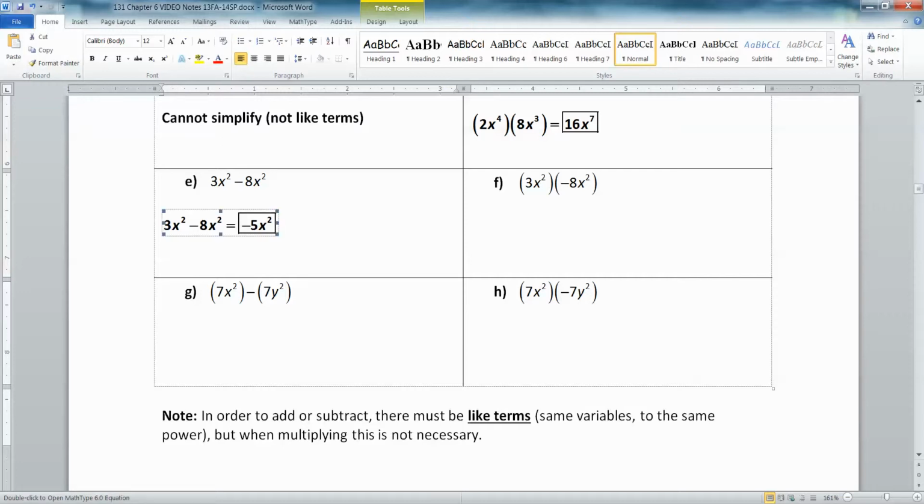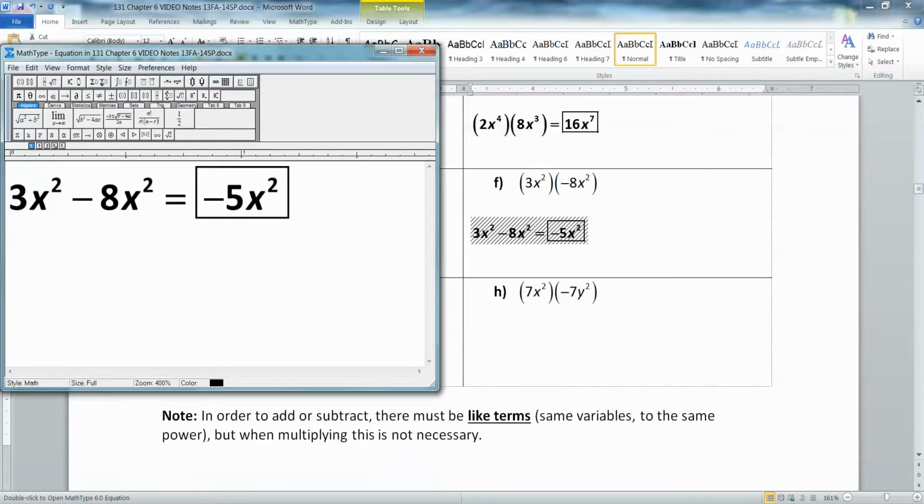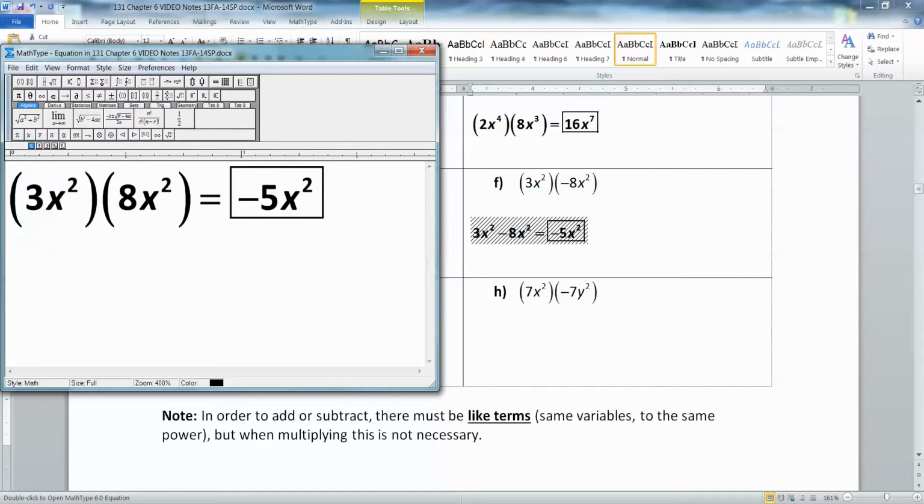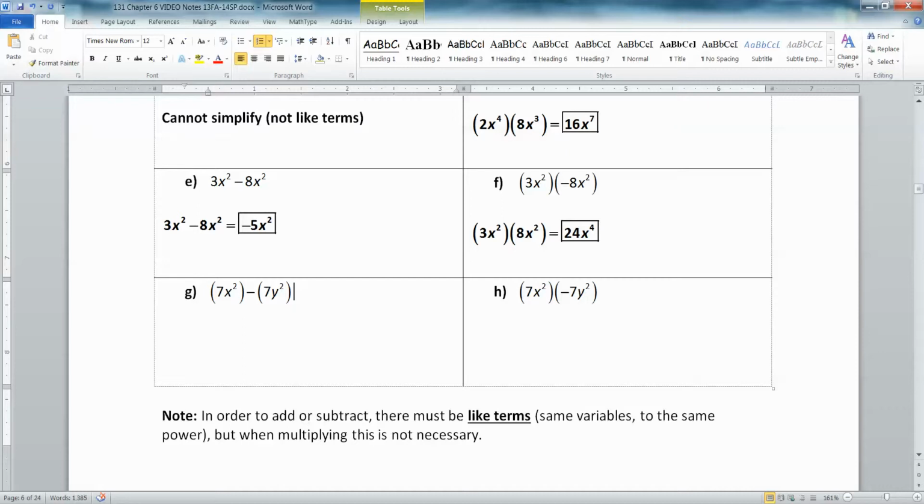When you're multiplying, however, that's a different story. So if I'm going to multiply these two same terms, right, like this, then you're going to have to multiply the numbers and add the powers. So 3 times 8 is 24. X squared times x squared, you add the powers and become x to the fourth. Now for letter G, we're in a little bit of trouble because we're trying to subtract an x squared and a y squared. But those aren't the same variables, so we cannot simplify them. They're not like terms. We're done. They are what they are.